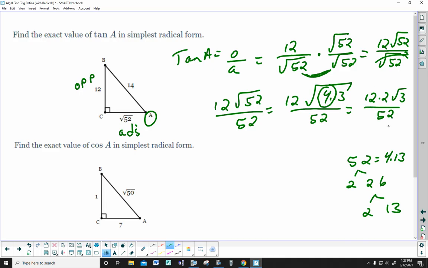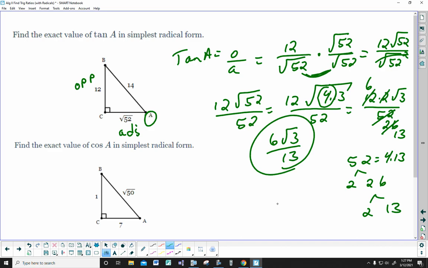Now start reducing it. Okay? This 2 would reduce and give you 26. Let's see, there's a 2 in the 12 and a 2 there. So it looks like 6 square roots of 13 over 26 would be your answer.